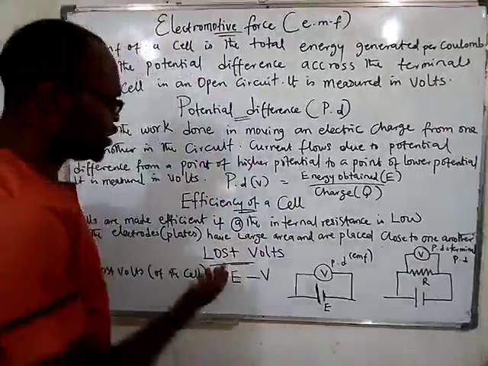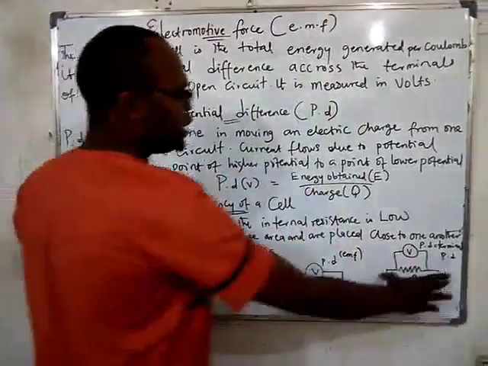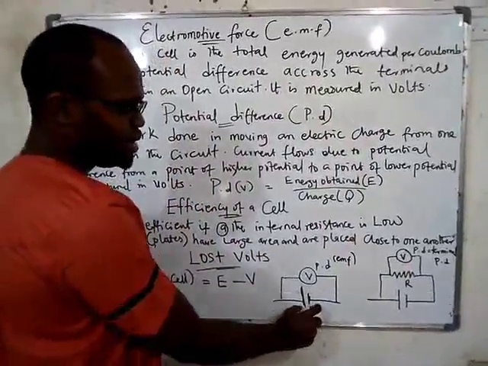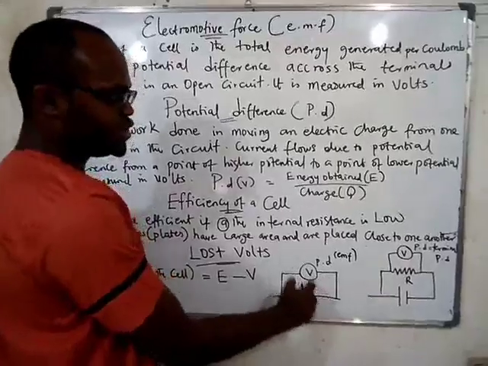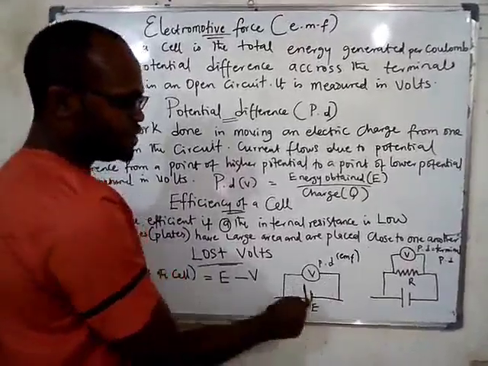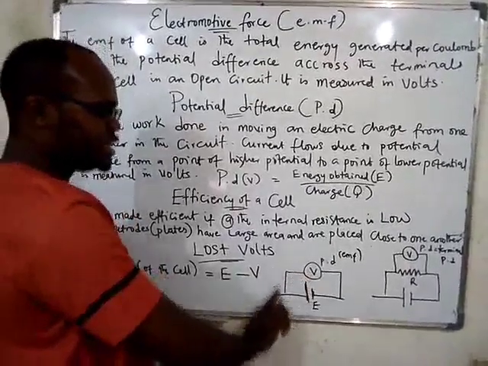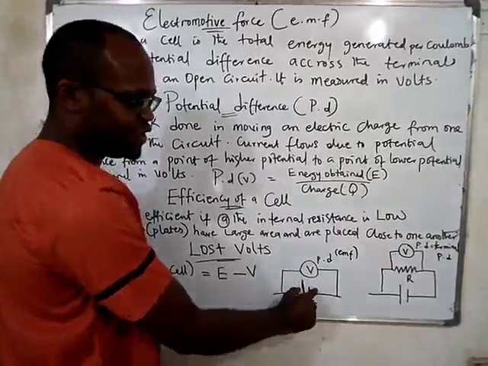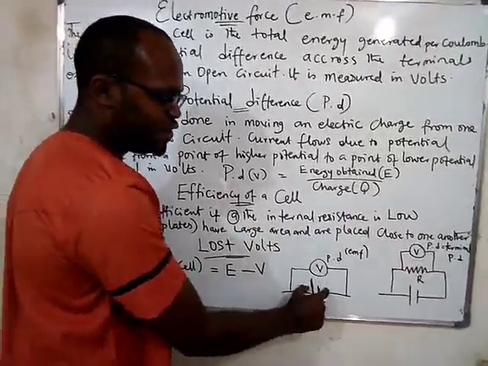Now we look at a concept known as lost volt. What is lost volt? If you look at these two circuits, you see that this is a cell and it's not connected to any other, it's not connected to a resistor. This is a voltmeter measuring the EMF of this cell, which is the force that enables charges to move, the potential difference across the terminals of the cell. So this voltmeter is just measuring the voltage of this cell.